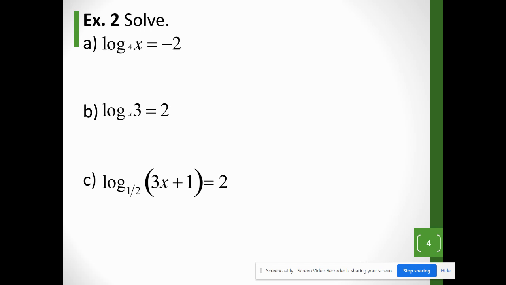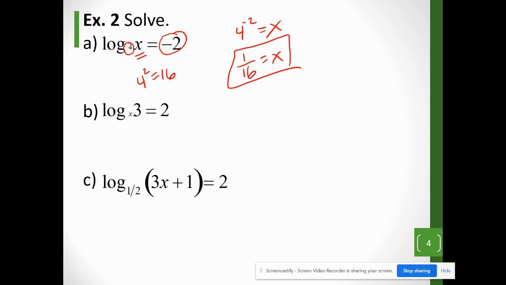So first, let me rewrite everything in exponential form. Remember here I have the base 4, the exponent is -2. So I'm going to rewrite this as 4 to the -2 is equal to x. And I get my x from right here. I know 4 to the second is 16. So 4 to the -2 will be 1 over 16. Remember the negative does the reciprocal. So I have that 1 over 16 is x. I already solved for x.